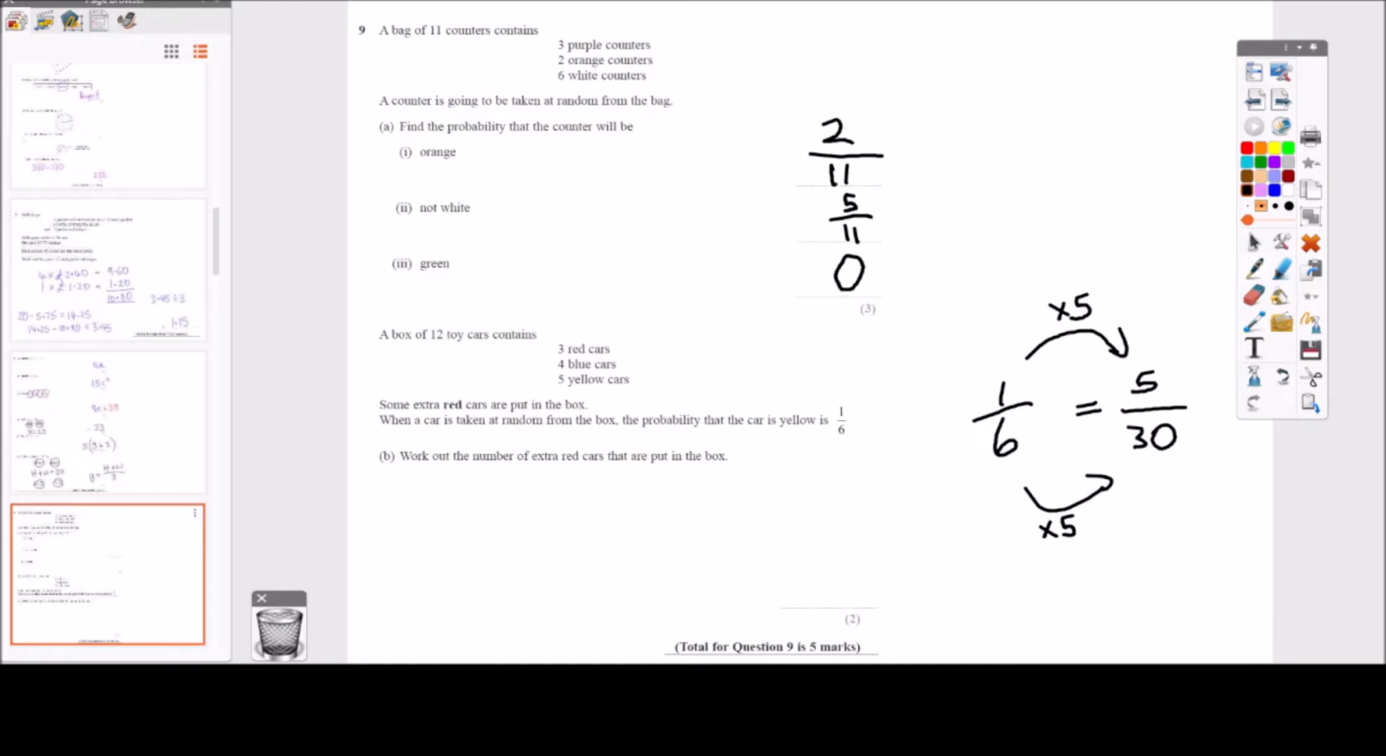So the probability of a yellow becomes 1 out of 6, and given there are 5 yellows, it must be 5 out of a total number of toy cars of 30. Now, there are presently 12 toy cars. We need there to be 30 in total. So how many reds are we going to add? It's going to be 30 take away 12, which is 18 red cars.